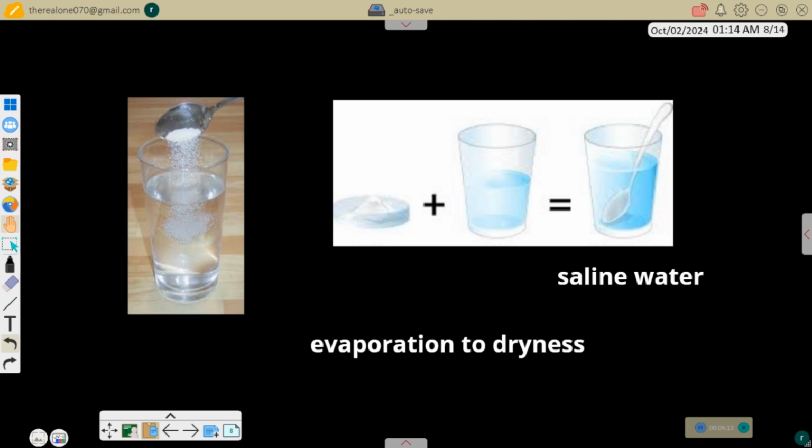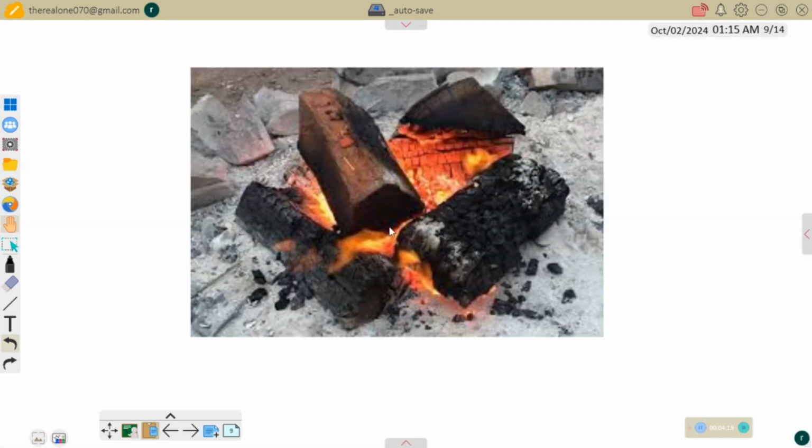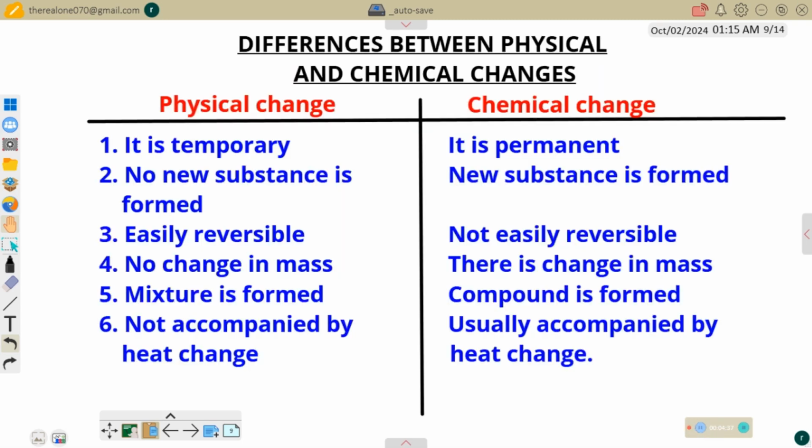But on the other hand, chemical change is not reversible. Check this out. If you look at these firewood burns, we cannot get back our original firewood from it again. This is not possible. So that is why chemical change is not reversible. Let us go to the next difference between physical and chemical change. Another difference is under physical change, there is no change in mass. But under chemical change, there is change in mass.